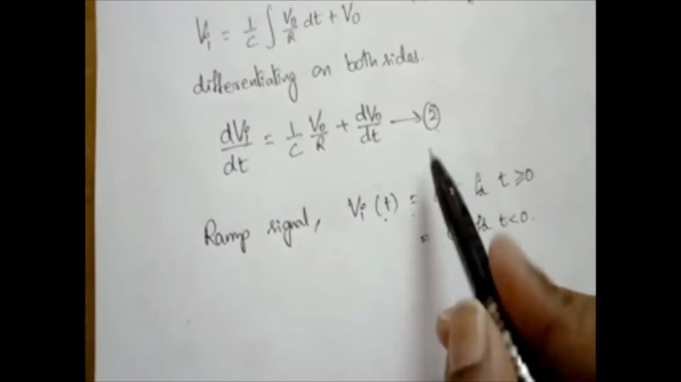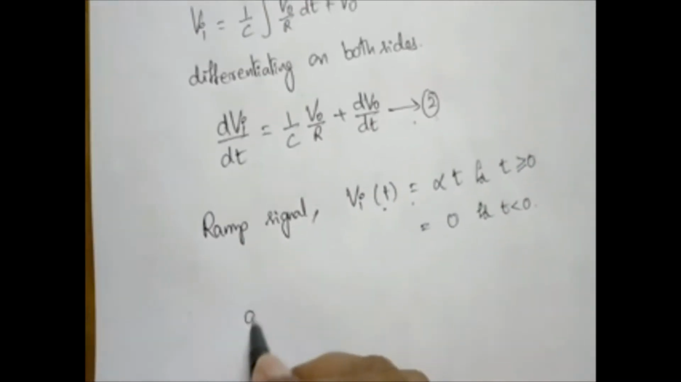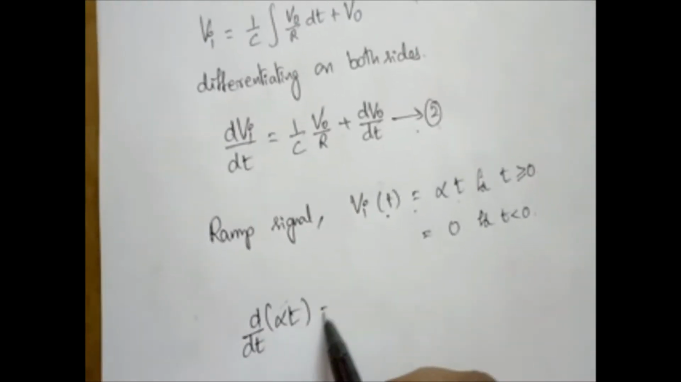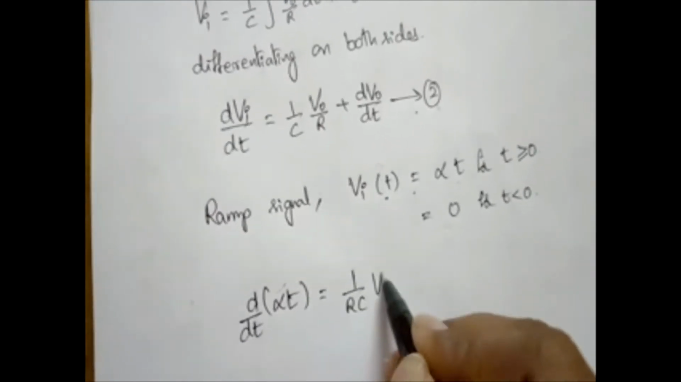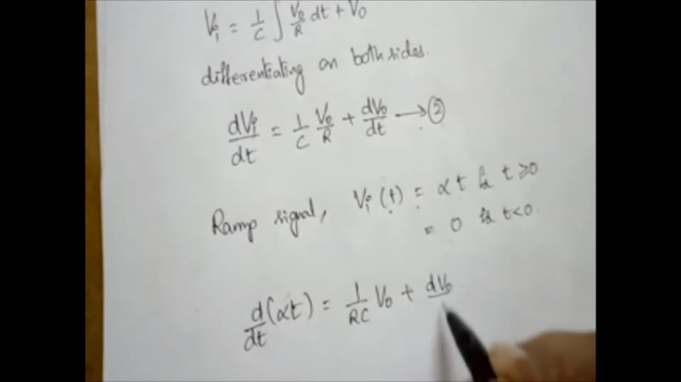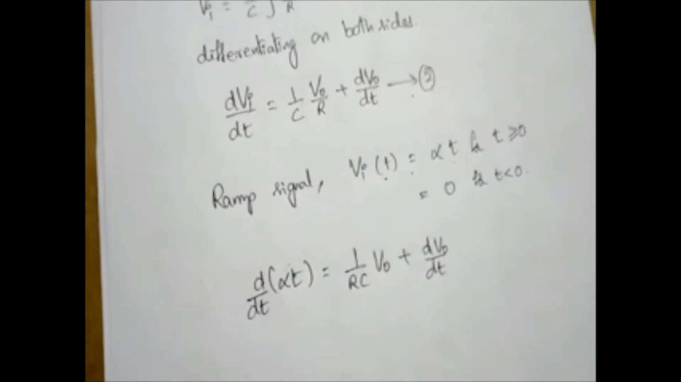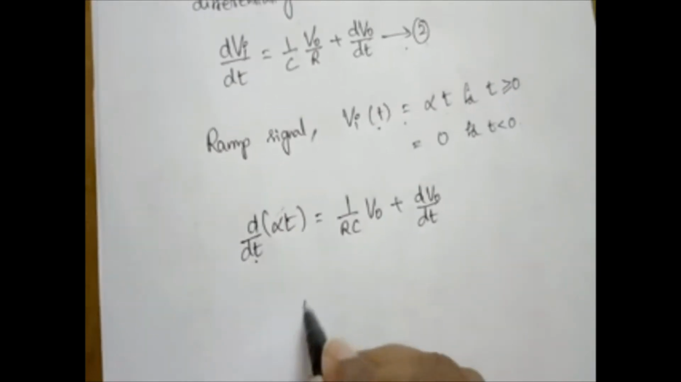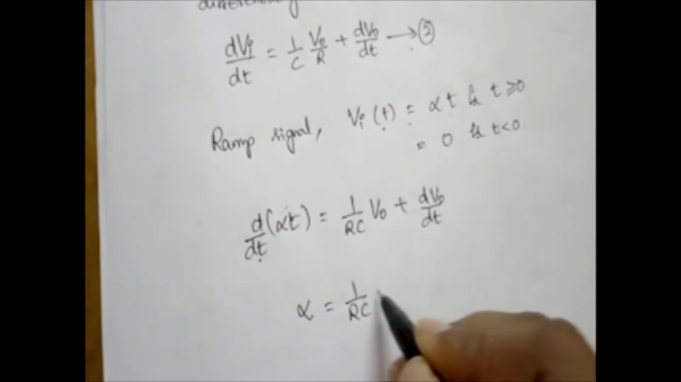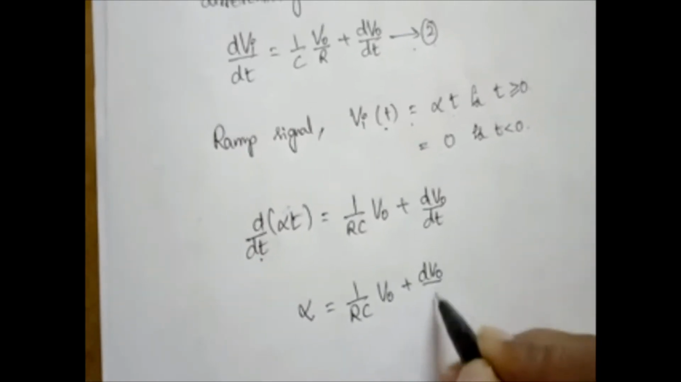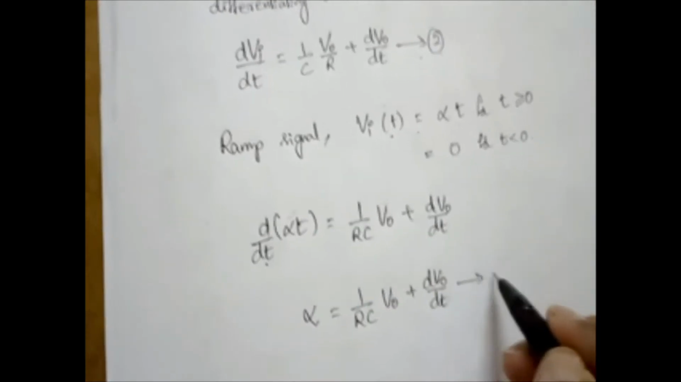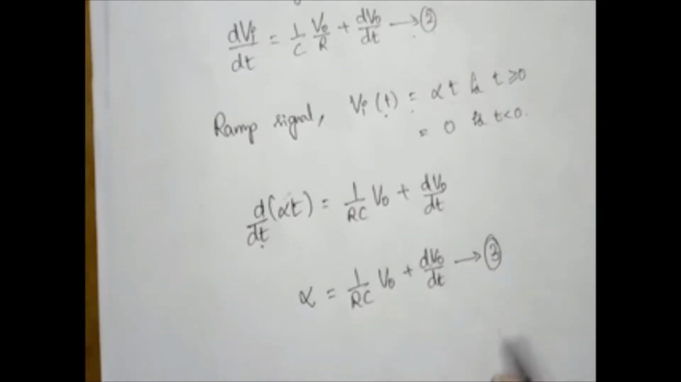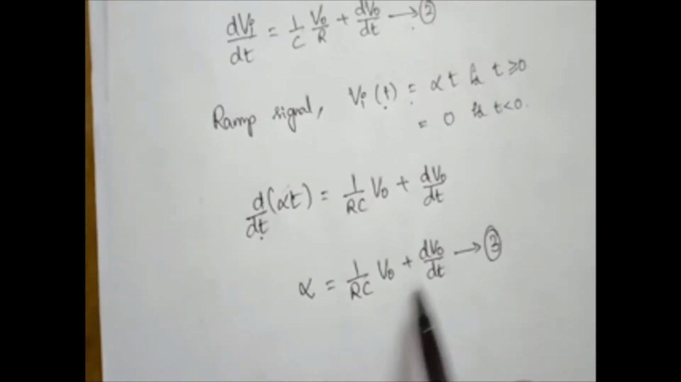So substitute this Vi value in equation 2. Then what do we get? d by dt of Vi, where Vi is alpha t, is equal to 1 by RC V0 plus dV0 by dt. What is the differentiation of alpha t with respect to t? This is nothing but alpha, so alpha is equal to 1 by RC V0 plus dV0 by dt. Let us call this the third equation. This is a linear differential equation.